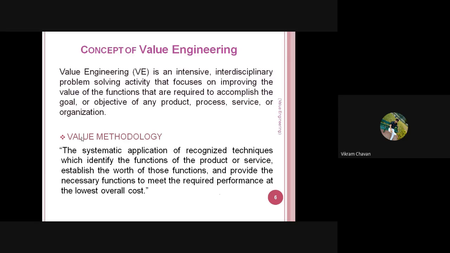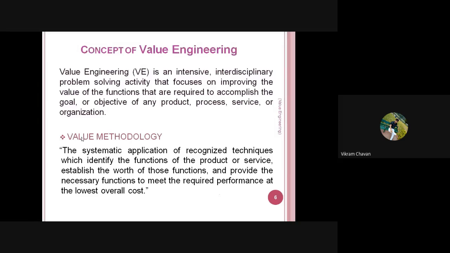Value methodology. For that purpose, the systematic application of recognized techniques which identify the functions of a product or services, establish the worth of those functions and provide the necessary functions to meet the required performance at the lowest overall cost. Okay, so how to find out or how to perform the value analysis task or value engineering task?